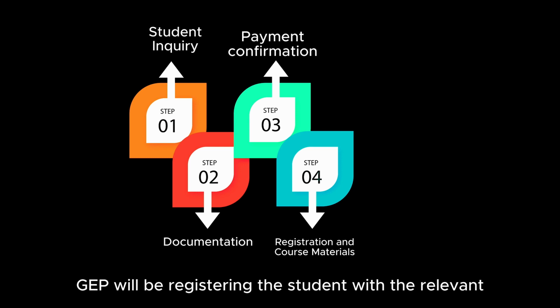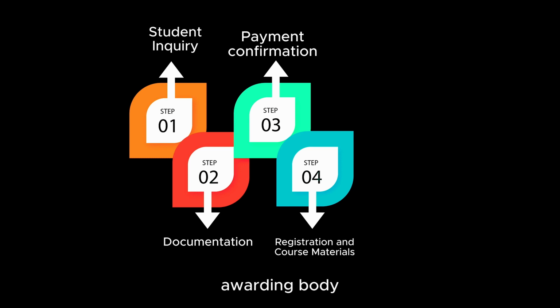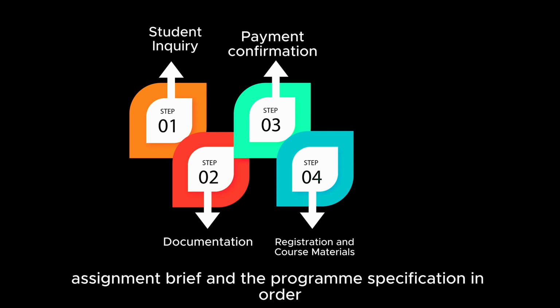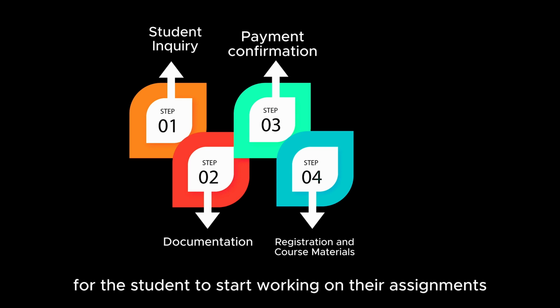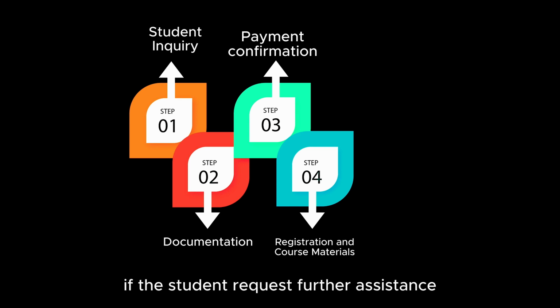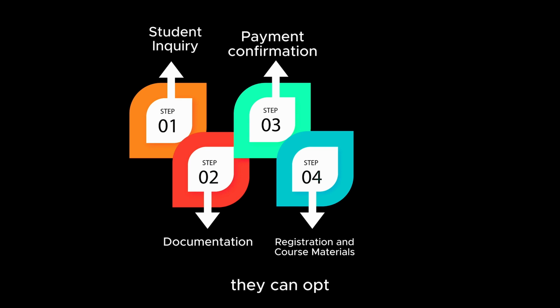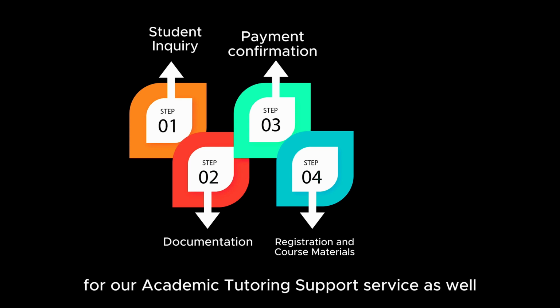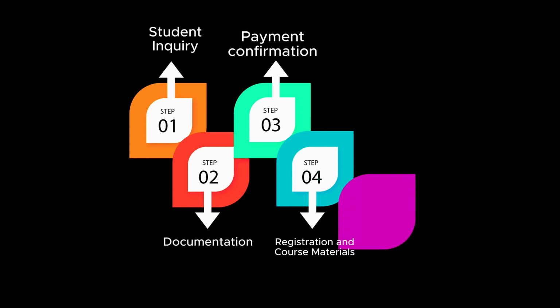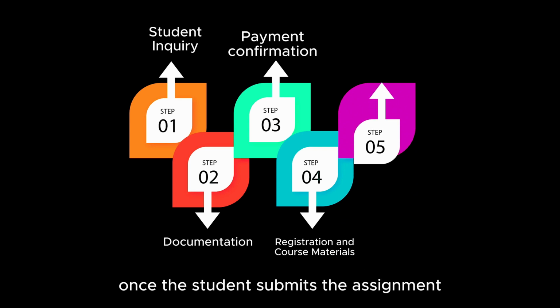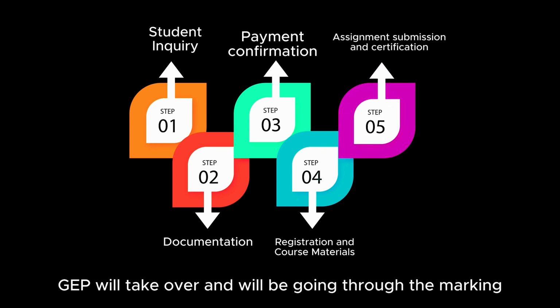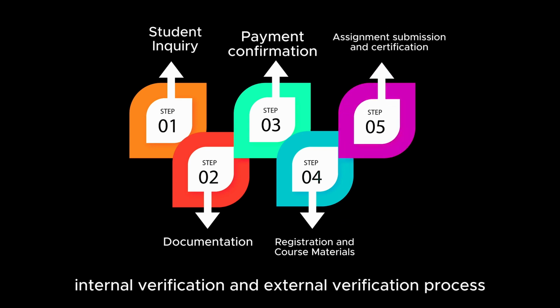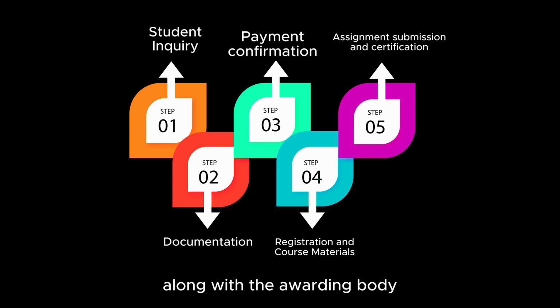GEP will be registering the student with the relevant awarding body, and the student will be sent the assignment brief and the program specification in order for the student to start working on their assignments. If the student requires further assistance, they can opt for our academic tutoring support service as well. Once the student submits the assignment, GEP will take over and will be going through the marking, internal verification and external verification process along with the awarding body.